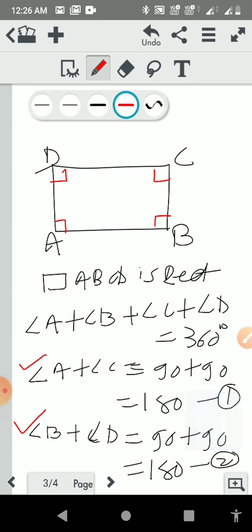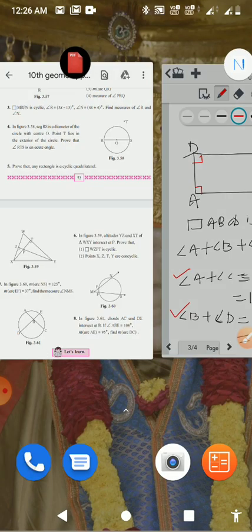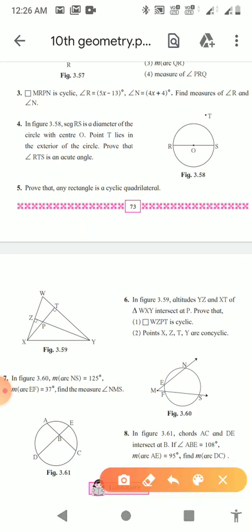Based on these two equations we can easily prove that this rectangle is a cyclic quadrilateral, provided that we know the property of cyclic quadrilaterals. What the property says: if opposite angles of a rectangle ABCD are supplementary, then that rectangle is a cyclic quadrilateral. So this is the easiest question, out of this practice set, this is the easiest. We must know only one property and we will get our answer easily. Now we will see the next question, that is question number 6.